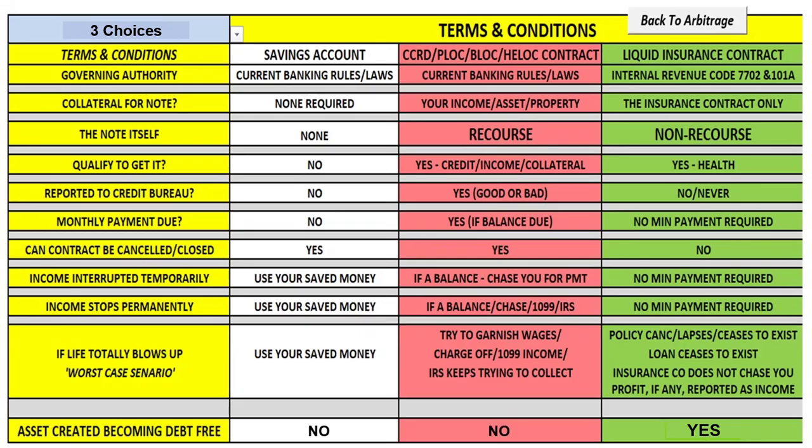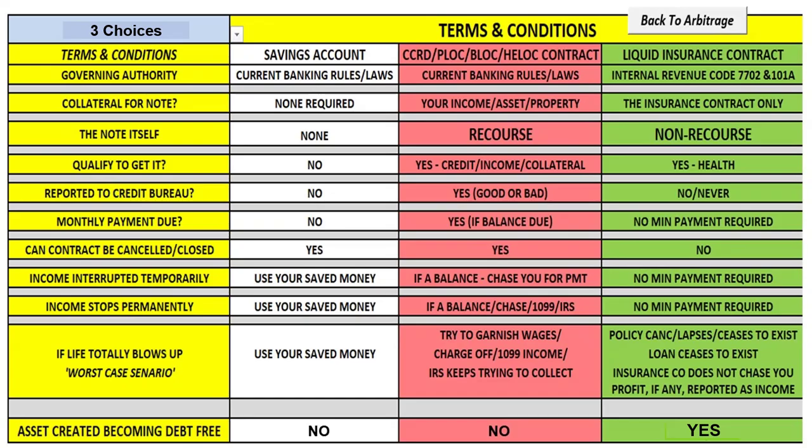Now, this is the one that we've been concentrating on today, the liquid insurance contract. What does it mean? It's a non-recourse loan. What does that mean? Your policy is the collateral. So if your policy cancels, lapses, ceases to exist, all those loans cease to exist.